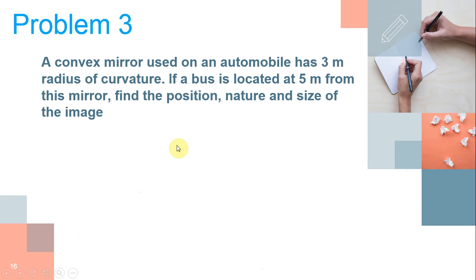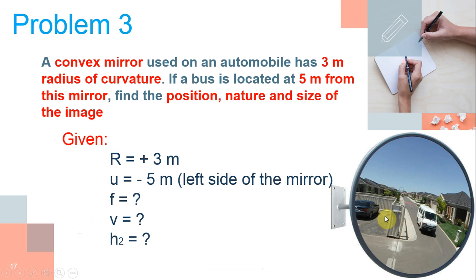The next problem: a convex mirror used on an automobile has a 3 meter radius of curvature. If a bus is located 5 meter from this mirror, find the position, nature and size of the image. This is a convex mirror, and it has a radius of curvature of 3 meter. So R is equal to plus 3 meter. The focal length of a convex mirror is positive.